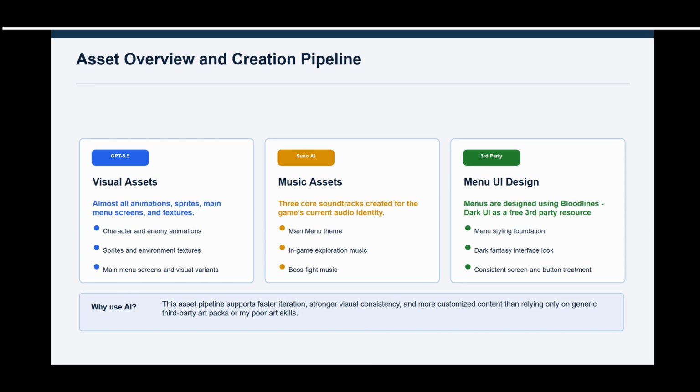The reason this asset strategy matters is that I am building this project as a solo capstone. Originally, I expected to rely more heavily on third-party asset websites, but many of those assets were either too specific, inconsistent with each other, or difficult to adapt to the exact style of Crypt. Using GPT 5.5 for visuals and Suno for music has allowed me to iterate faster and create assets that are better matched for the game I'm building, while the Bloodlines UI resource gives the menus a professional structure to build from.